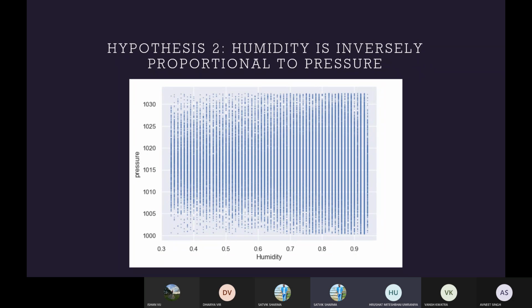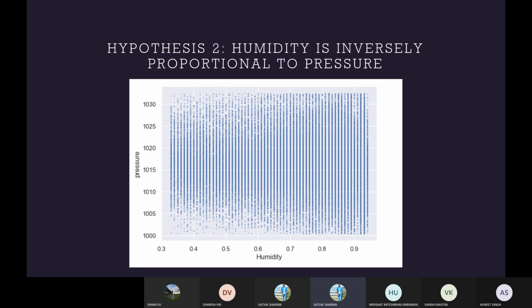My name is Satvik Sharma, and I will be explaining the next couple of slides covering the leftover hypotheses. The first one is between humidity and pressure. I hypothesized that humidity would be inversely proportional to pressure. At a constant temperature, water vapor is less dense than dry air. As the humidity increases, the water vapor content in the air increases, which decreases the overall density of air, and hence the pressure decreases. The correlation coefficient came out to be 0.005, which is almost zero, which means that humidity and pressure are not dependent on each other to a very high extent.